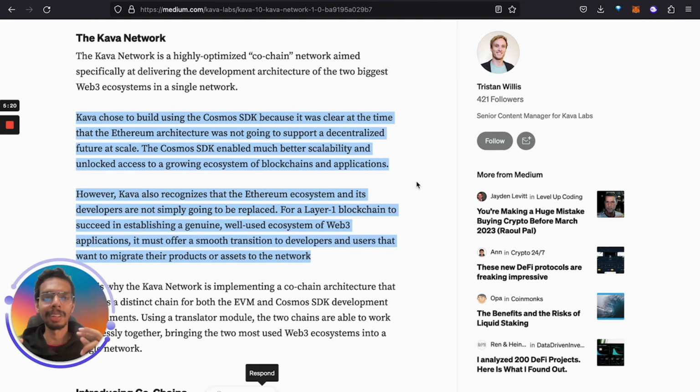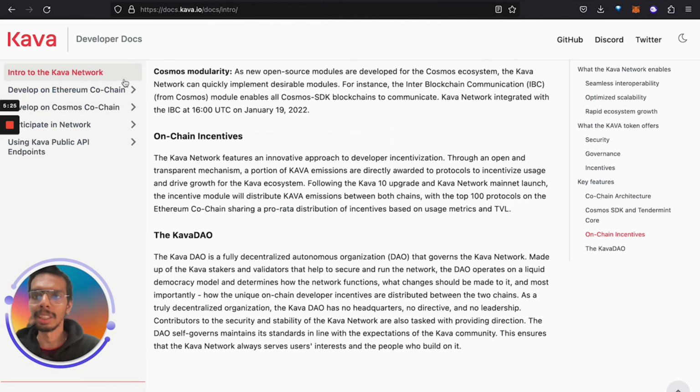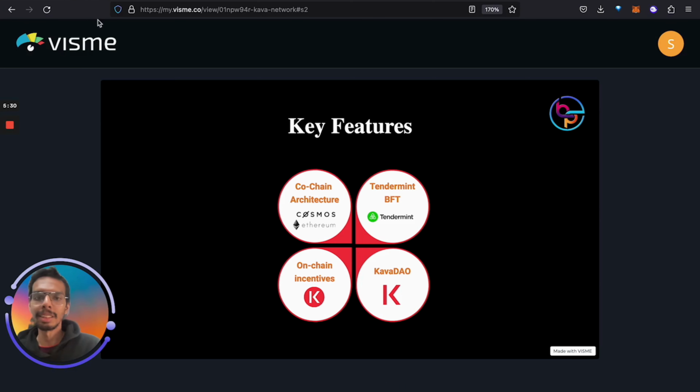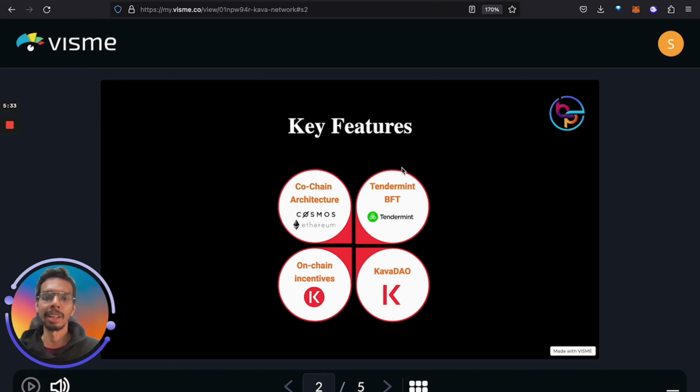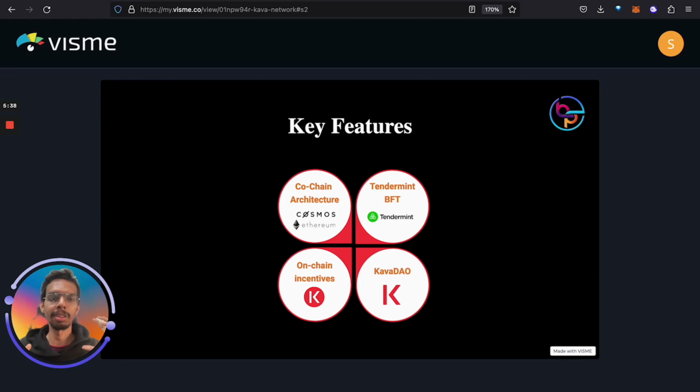So Kava network is basically a combination of two chains. If you go to their docs, you will see that it's called the Ethereum co-chain and the Cosmos co-chain. That's the main reason why there is a co-chain architecture. You get the developers from the Ethereum ecosystem as well as the Cosmos ecosystem, and you get the scalability that the Cosmos SDK provides. If you are a Solidity developer, you can directly build on Kava, and if you are a Go developer, you can use the Cosmos co-chain to build your application on Kava.